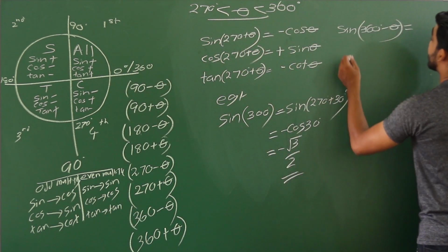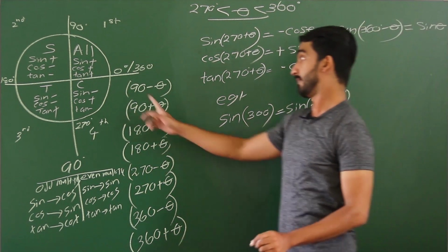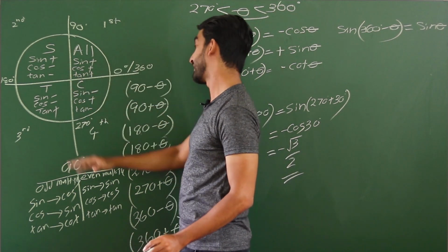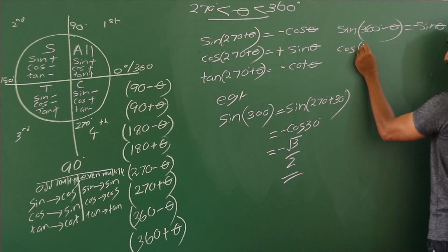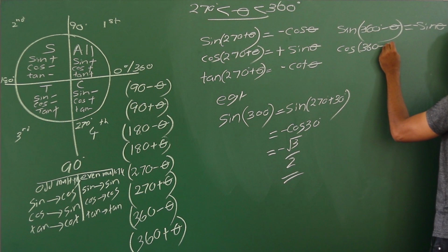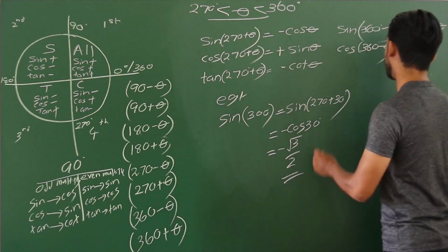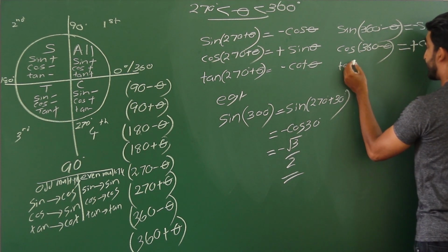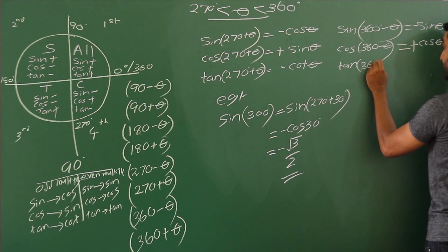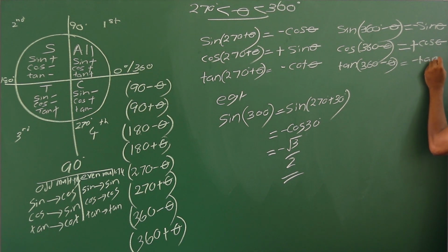Okay, now sine 360 minus theta, we can write same sine theta, but you come around and going down, entering into the fourth quadrant, sine can't be positive, so this is negative. And cos 360 minus theta, you are entering into the same cos region, so cos will be positive and same cos. And tan 360 minus theta will be minus tan theta.